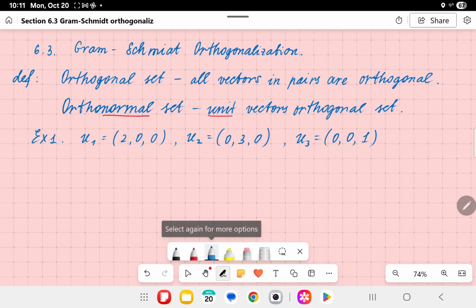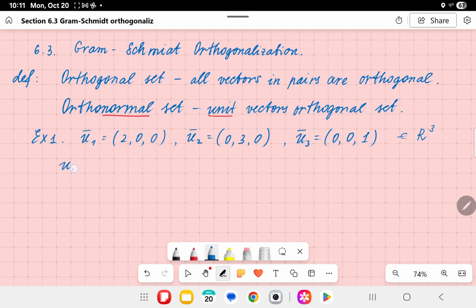Let's consider an example of an orthogonal set. U1 equals (2, 0, 0), U2 equals (0, 3, 0), and U3 equals (0, 0, 1). So these are three vectors which belong to R3, right? And we are going to see that they all are orthogonal to each other.